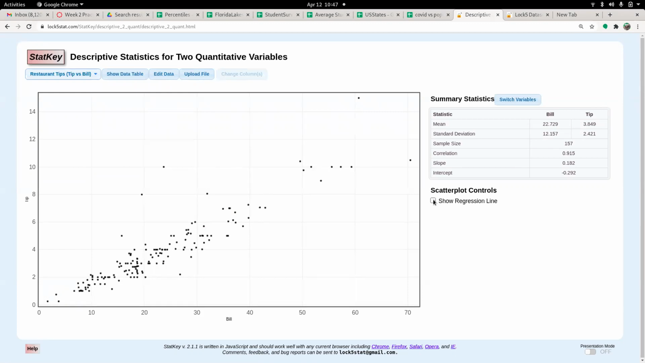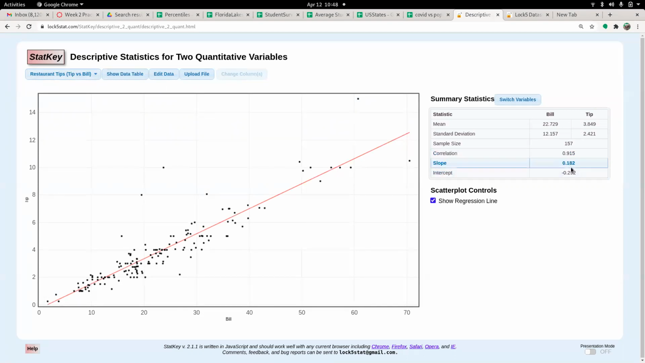But it wasn't the waiter's fault in most parts, so maybe I give a tiny little tip. So for the most part, though, assuming the service was good, the higher the bill, the higher the tip for most people. So is it worth finding a linear model? Sure. And then StatKey tells us here's the slope, here's the y-intercept.